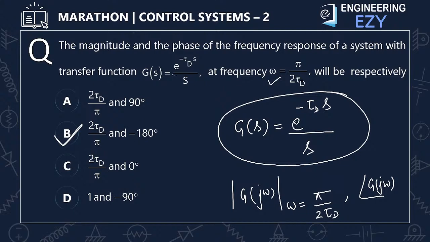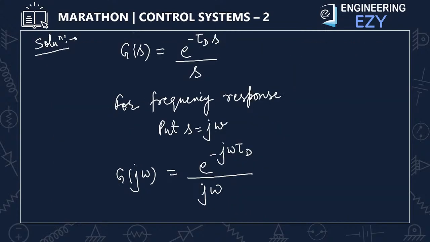I hope it is clear, because this question is so simple. The open loop transfer function is given, and we have to calculate the magnitude and phase at this particular frequency. Okay, Tarun is asking, sir, please explain the angle once more. Okay Tarun, it is so easy.